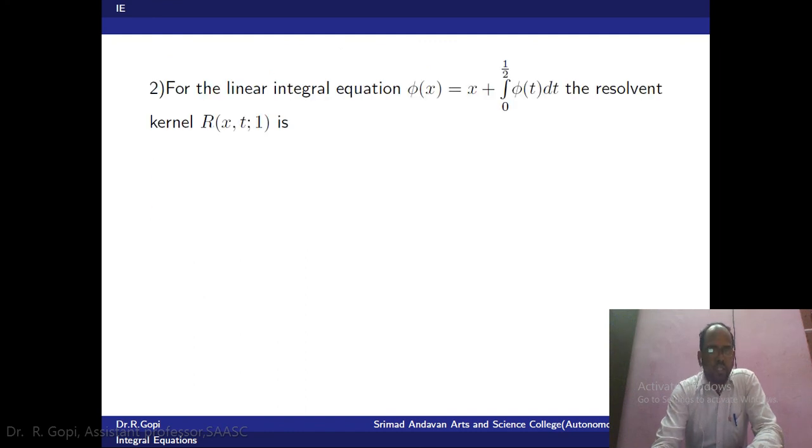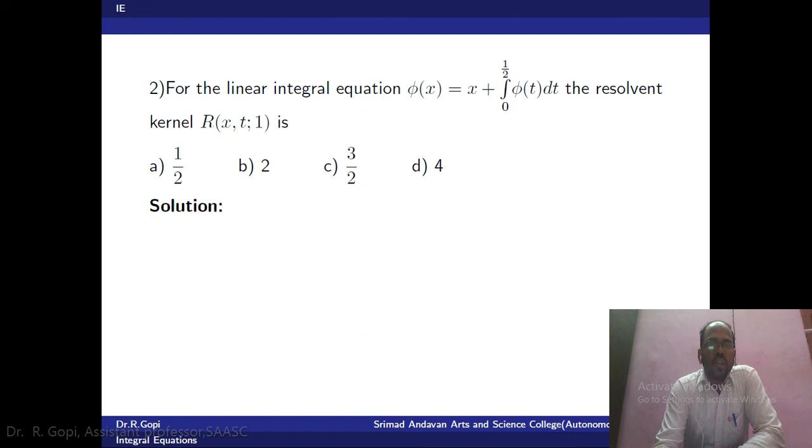Then another question. For the linear integral equation phi of x equal to x plus integral 0 to 1 by 2 phi of t dt, the resolvent kernel R of x comma t, lambda is, the given one is, so here f of x equal to x, so lambda is nothing but 1, and k of x comma t equal to 1. So we need the resolvent kernel. Then the value is 1 by 2, the options are 3 by 2, 4.